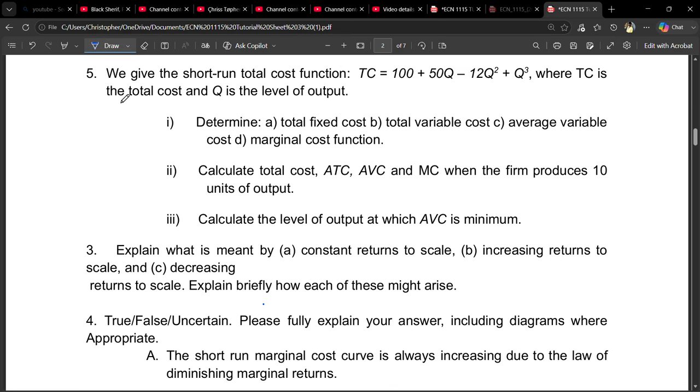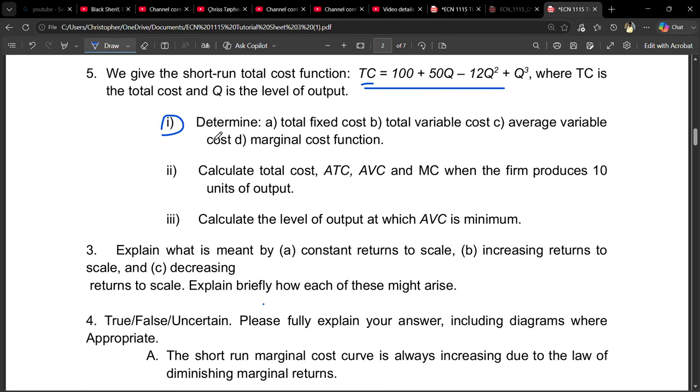So question 5 is saying, okay, probably they wanted to say we've been given the short run total cost function to be 100 plus this, the way it is written, where TC is the total cost and Q is the level of output. Okay, so those are the two things that we have there.